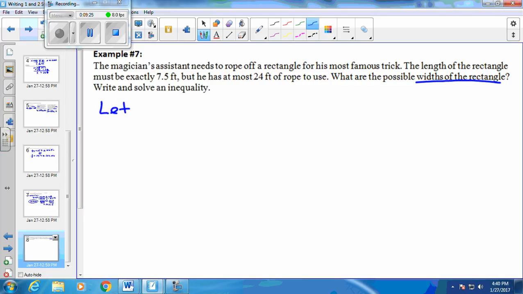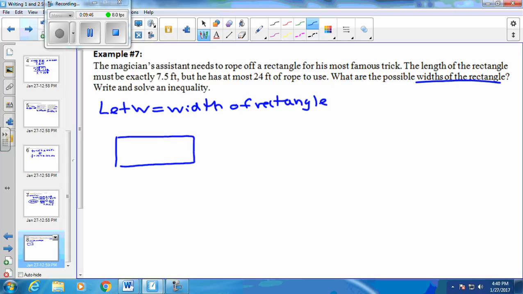We're going to say let W equal the width of the rectangle. Okay? And then I'm thinking about this as a rectangle, so I'm going to go ahead and draw myself a picture. I don't know what the width is, but I know that if this is a rectangle, this is the width and this is also the width. And then for the length of the rectangle, they're telling us that it must be exactly 7.5 feet. So I'm going to be labeling both of those as 7.5.